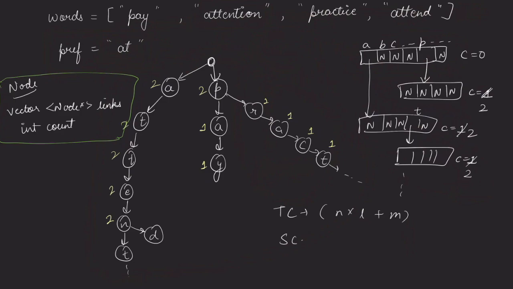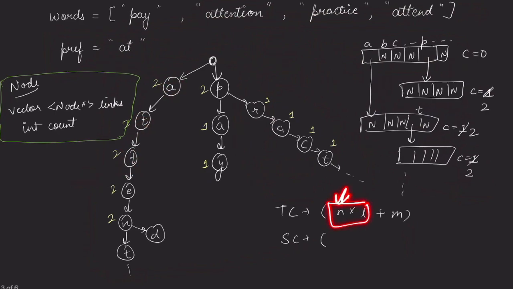And if we talk about the space complexity, we have built this prefix tree, and here we are having all the words, and for each of the words we are having nodes. So if we consider that there are n words and the maximum length is L, the space complexity will also be n into L. So let's quickly look at the code for this approach.